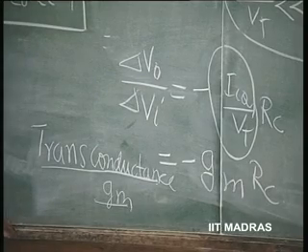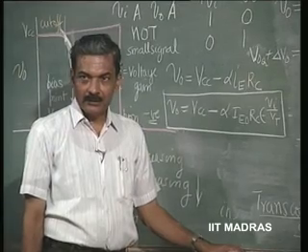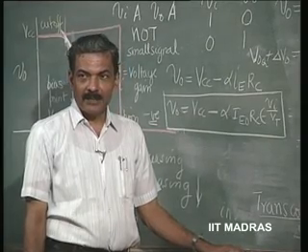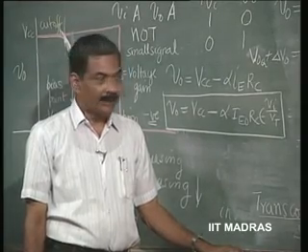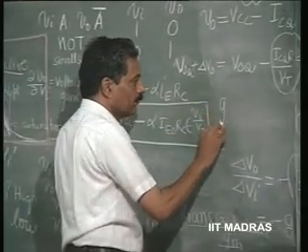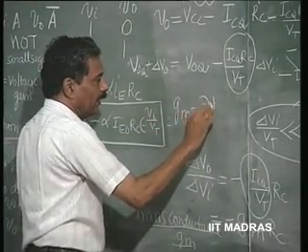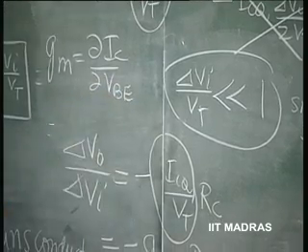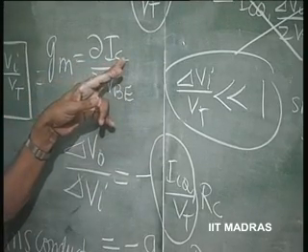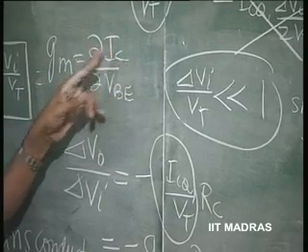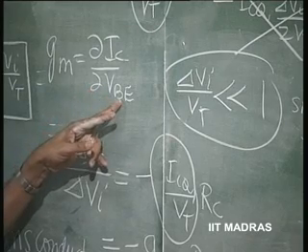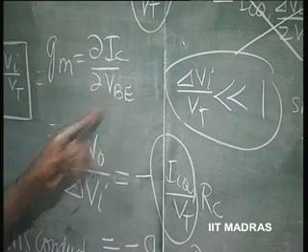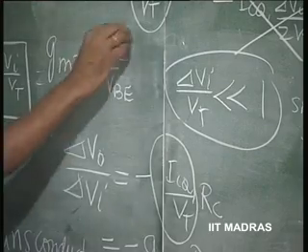The definition for GM therefore is GM is nothing but delta IC divided by delta VBE, because delta I naught, IC is same as I naught, delta I naught by delta VI it was. So, delta IC by delta VBE at the given operating point.